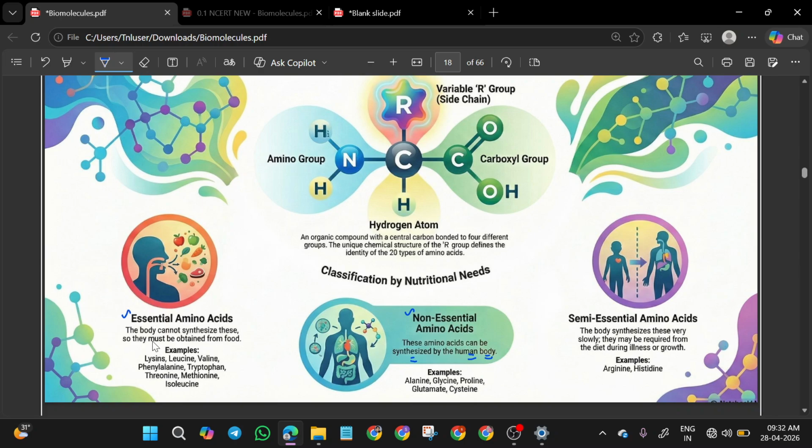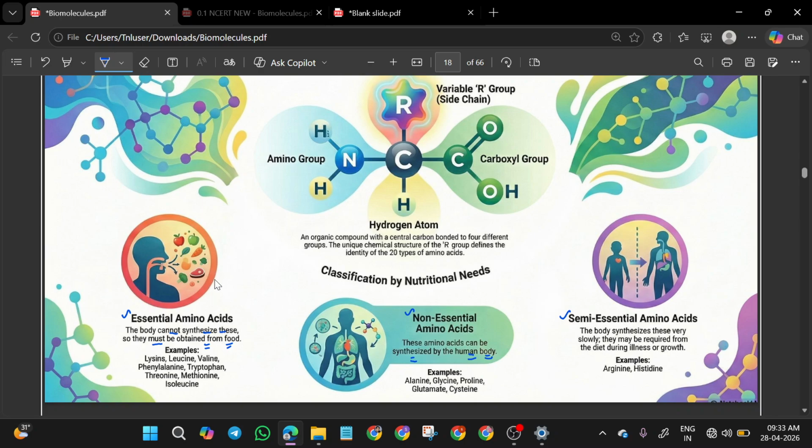What is an essential amino acid? The body cannot synthesize these, so these must be obtained from food. We have to obtain it from the diet or the food we are taking. If we must definitely take it from our food, that is essential. If we need not take it from food, that is non-essential. Another category, not that important, is semi-essential amino acid. The body synthesizes this very slowly. So even if we take it from food it is okay, and the body also keeps producing it little by little. So both are equal. That is semi-essential amino acids.